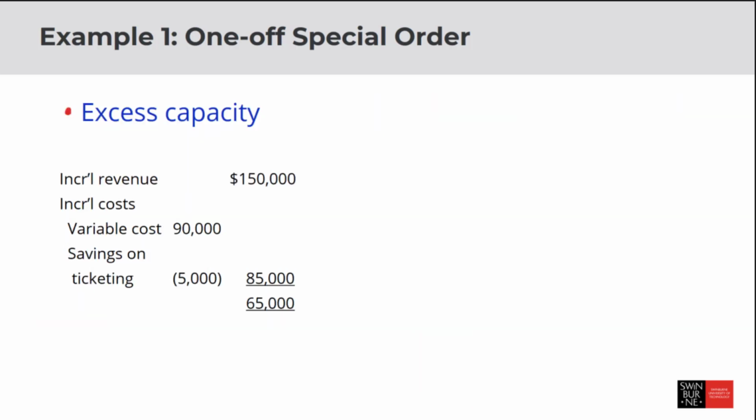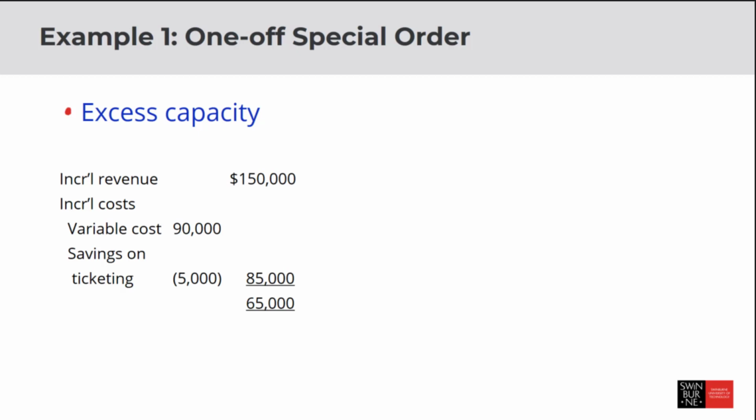The first situation, if we have spare capacity or excess capacity, the incremental revenue that we will receive from the special order is $150,000. Incremental costs include variable cost $90,000 minus savings on ticketing cost $5,000. So the incremental cost is $85,000.